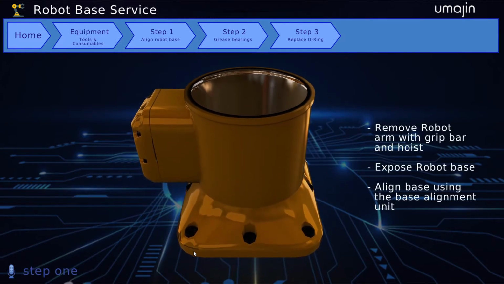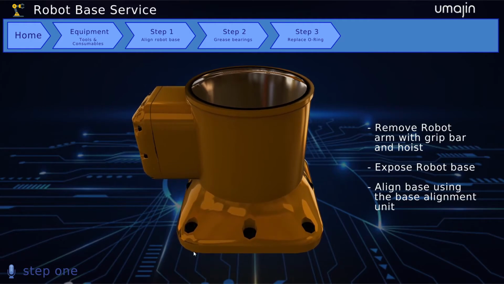You can see that's removing the robot's arm there, exposing the base, and then we use some kind of alignment tool to do the alignment, and we'd probably have maybe a better description of that, perhaps a little video clip. And then we can proceed to step two.